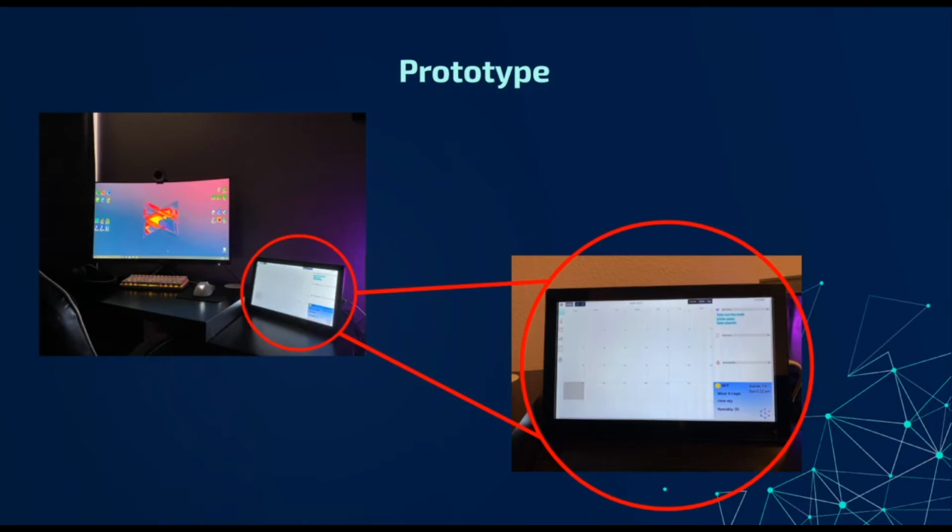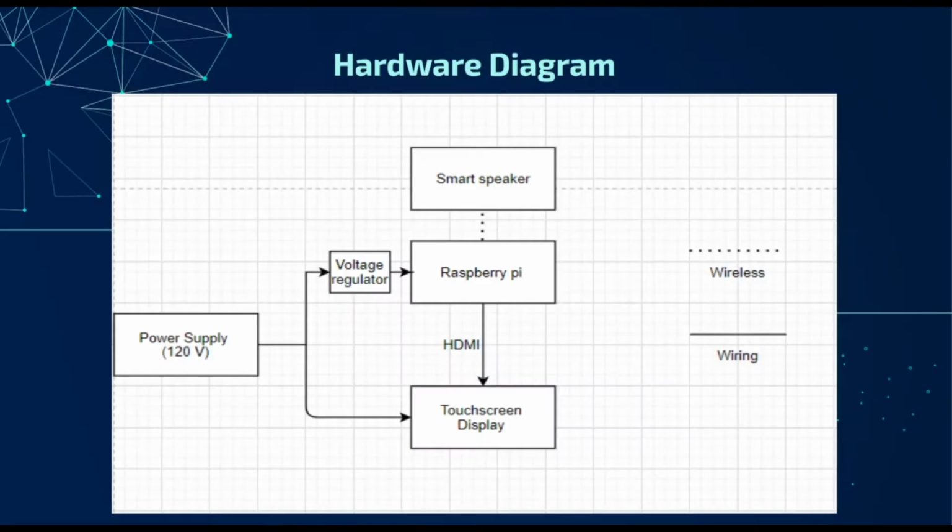Now, I will hand it off to Amir to talk about the hardware and software processes. Okay, so this is our hardware diagram. Here we show you pretty much how everything is connected, and in the center we have the Raspberry Pi, which is what everything is connected to. The Raspberry Pi is connected to the touchscreen display through an HDMI cable, and the Raspberry Pi and the display both need power, of course, so they have their own power supplies.